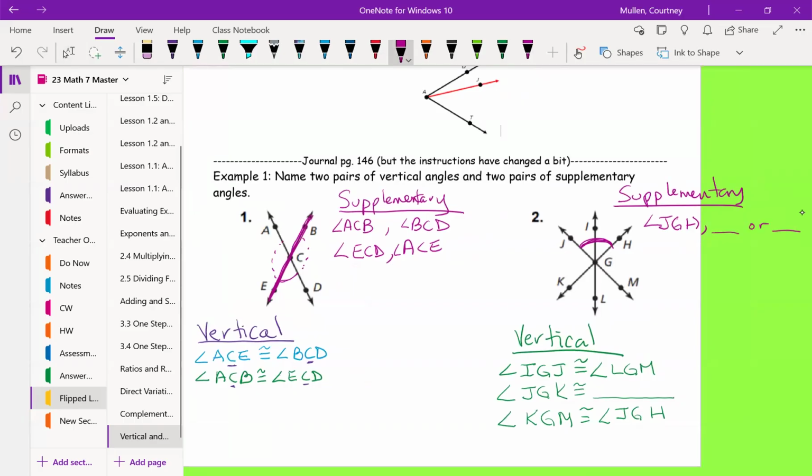Good. Let's try one more. What's a supplementary angle with angle, let's see, LGM? Remember, it has to form that half circle and fall along a straight angle. So this is angle MGI. Good.